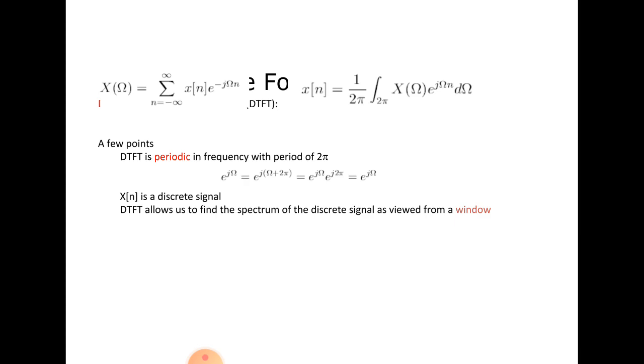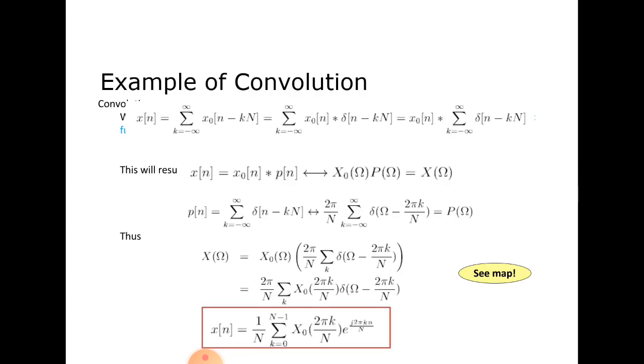A few points: the DTFT is periodic in omega with period 2π, and x[n] is a discrete signal. The DTFT is used to find the spectrum of the signal as viewed from a window.